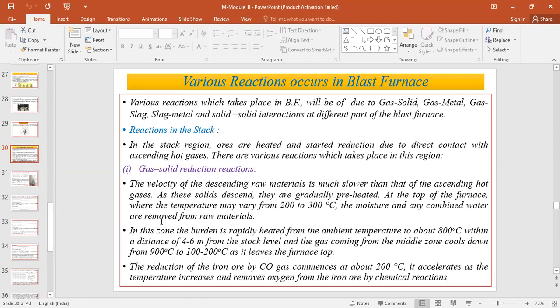The velocity of the descending raw material is much lower than that of the ascending hot gases, and as the solid descends, it gradually gets heated up, because we are charging this raw material into the blast furnace at room temperature. At the top of the furnace, the off gas temperature will be around 150 to 200 degrees centigrade. In the upper part of the stack, the only thing that happens is that the moisture content present inside the iron bearing material is removed, in the topmost part of the blast furnace.